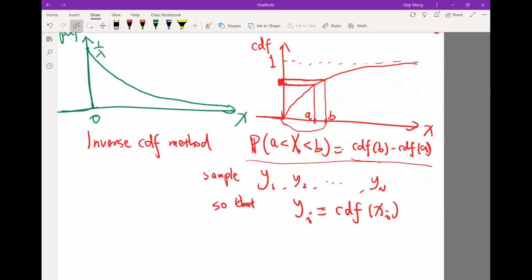Why is that useful? Well, it is useful because if xi follows the desired distribution of x, then what distribution does y follow? The probability that my yi is less than a is going to be the probability that the CDF of xi is less than a.